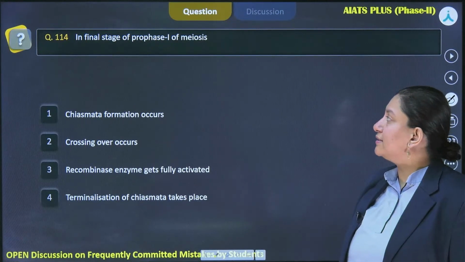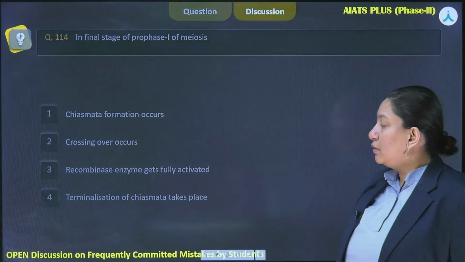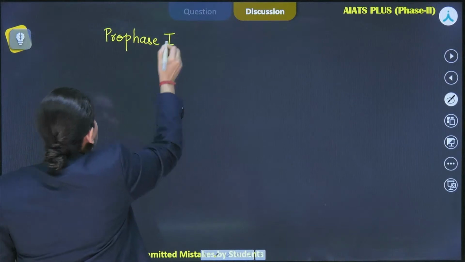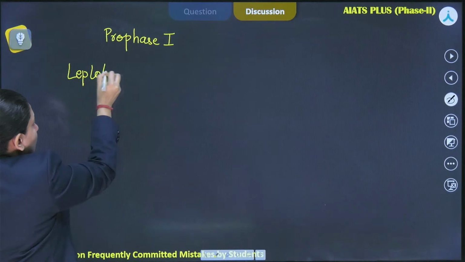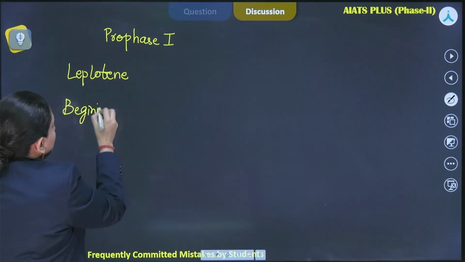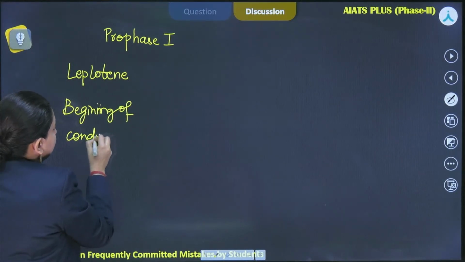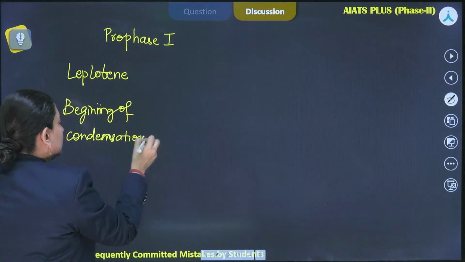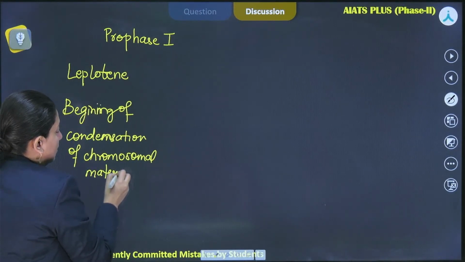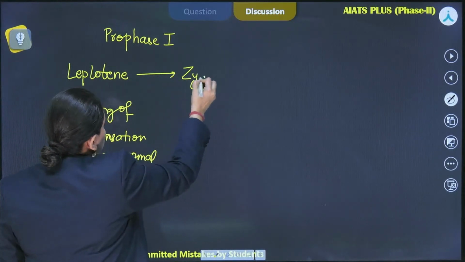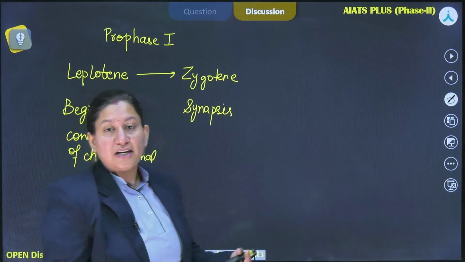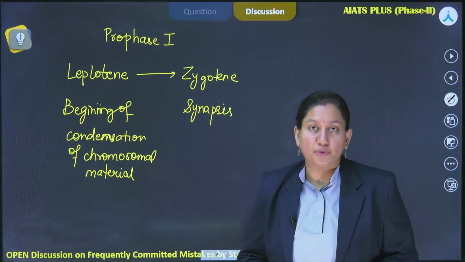And this question says that in final stage of prophase 1 of meiosis, right? So when we talk about prophase 1, it has the first substage as leptotene, in which beginning of condensation of chromosomal material will be observed. Right? This is the beginning of it. A short-lived phase, quickly followed by zygotene, where we could see the characteristic event as synapsis, in which the homologous chromosomes start pairing together with the help of a ladder-like structure, that's synaptonemal complex.